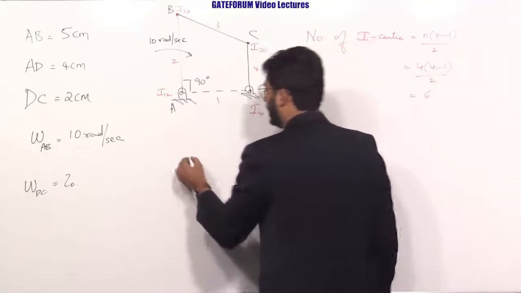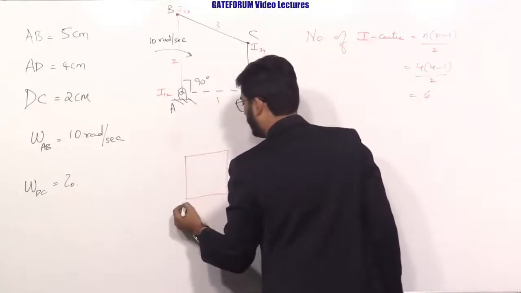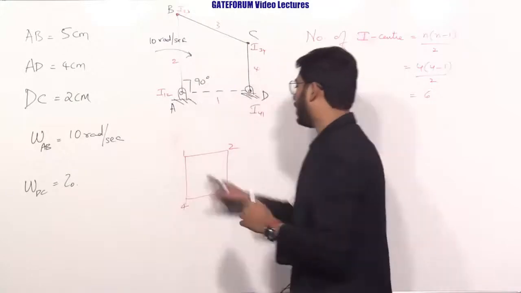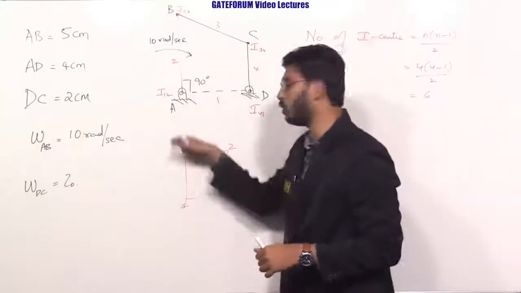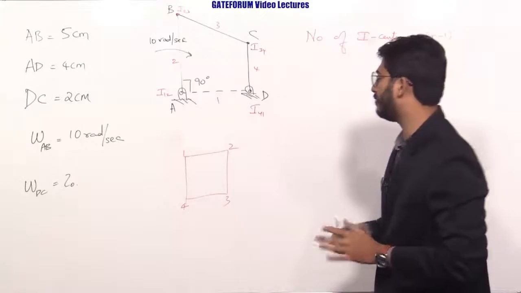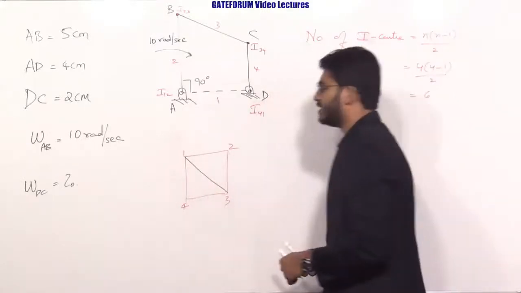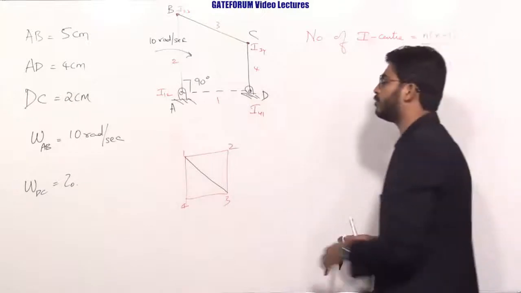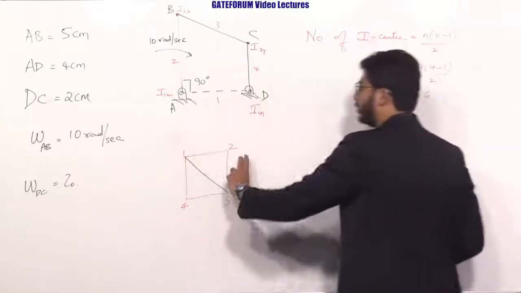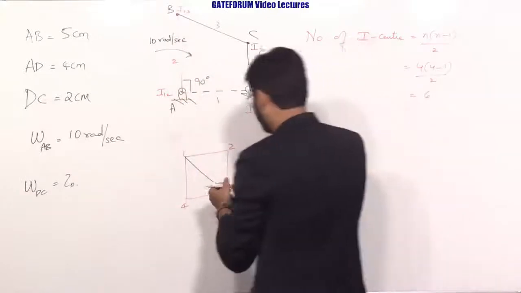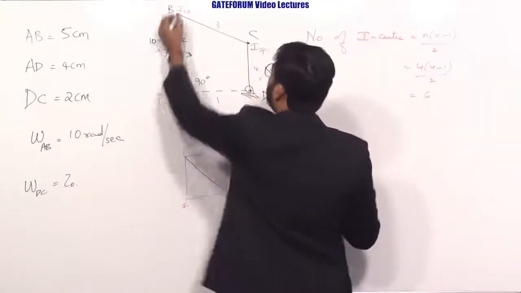So far you have located I12, I23, I34, I41. Now you are left with I13 and I24. When locating I13, it should be collinear with I12 and I23, which means it has to be somewhere on this line.